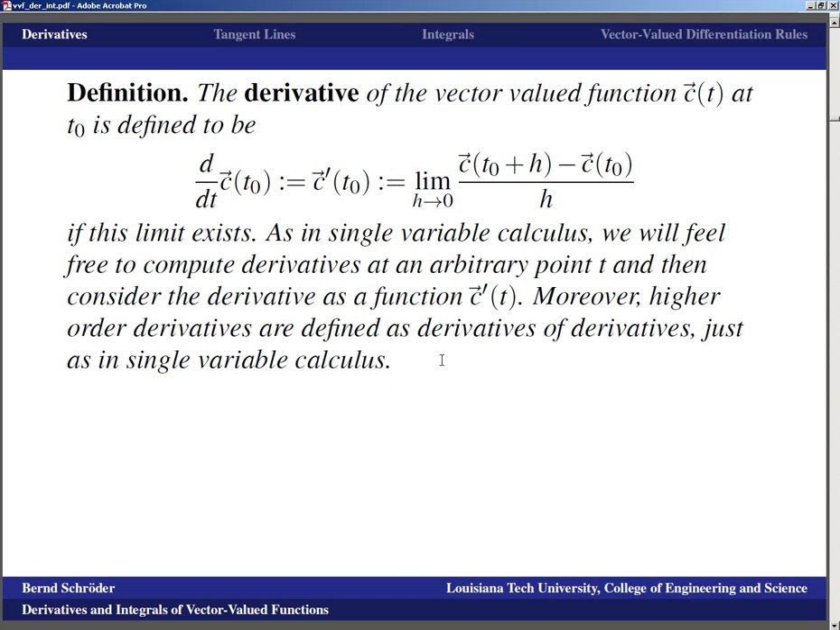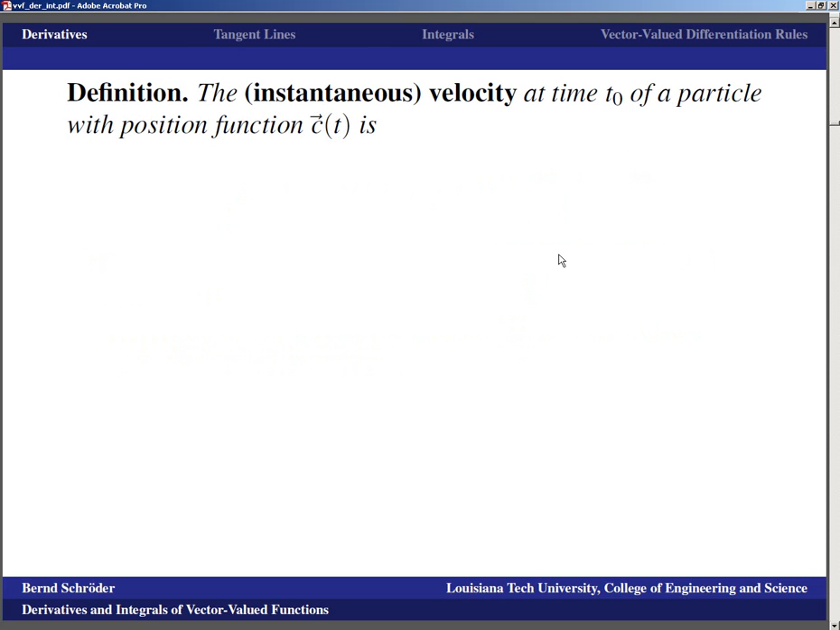If I can compute the derivative at every point, I can figure out the derivative function, and as soon as I have a vector valued function, I can try to compute another derivative of that. So then in terms of dynamic concepts, the physical concepts that will fully take center stage in the next presentation, the instantaneous velocity at time t0 of a particle with position function c of t is v of t0, the derivative of c of t0 with respect to t, where now t definitely is time because the position function will depend on time. And that's the same as c prime of t0.